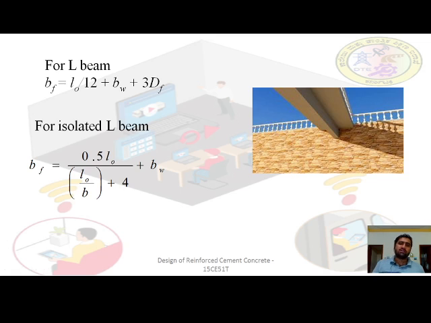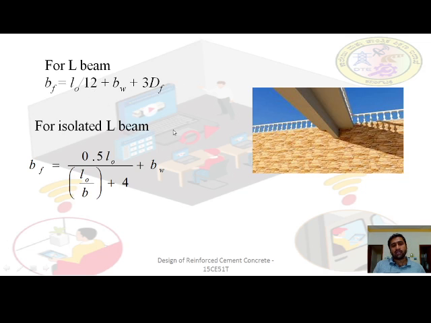So next, for L-beam. Effective width is calculated by, so you know what an L-beam is. The slab is only on one side of the beam. So that is the L-beam. But the slab will be continuous. It will be connected to the adjacent beam. So L0 by 12 plus BW plus 3 times the DF. The same designations hold good.